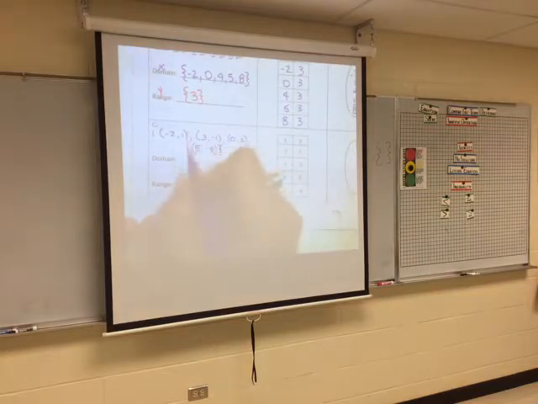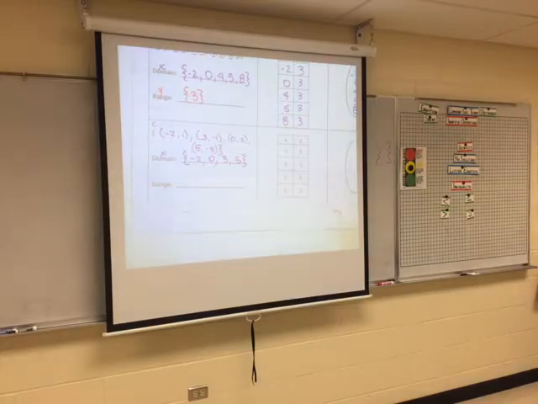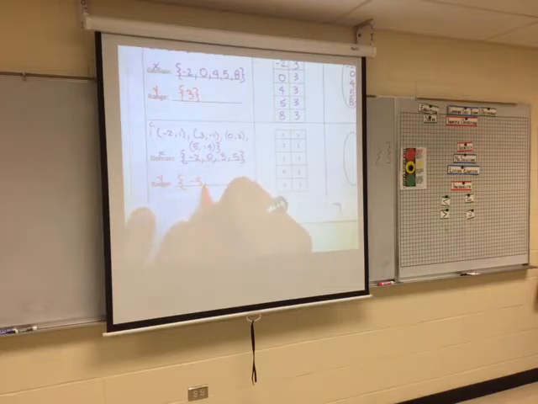So I'm going to start with my domain values. I have -2, 0, 3, and 5, because those are my x's, and I put them in numerical order. My range values, -5, -1, 1, and 2.